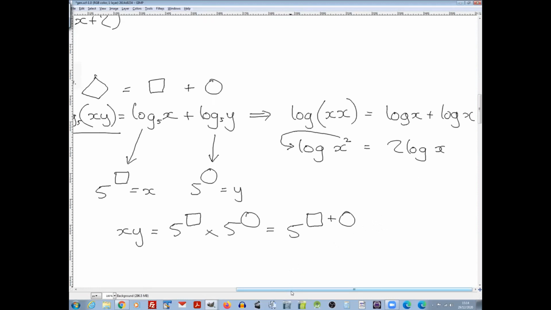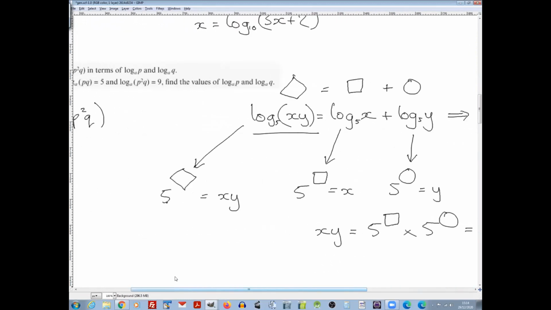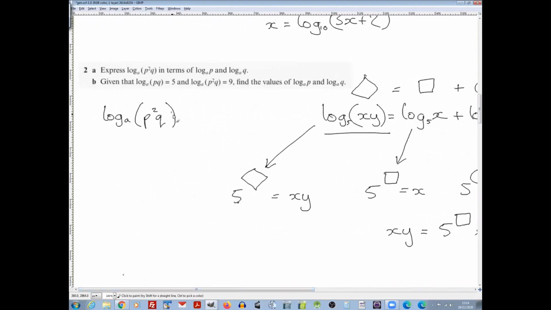Okay. So, using those 2 principles, how do we expand log a of p squared plus q? So that would be log base a of p squared, plus log base a of q.